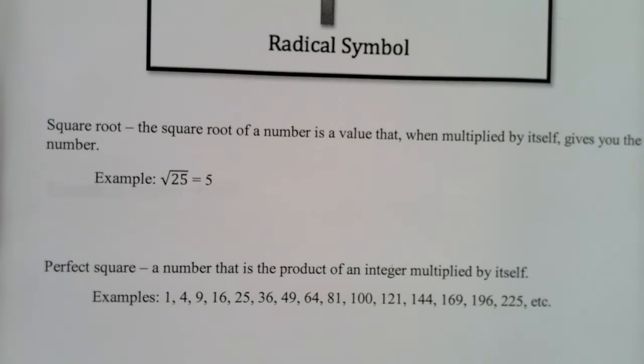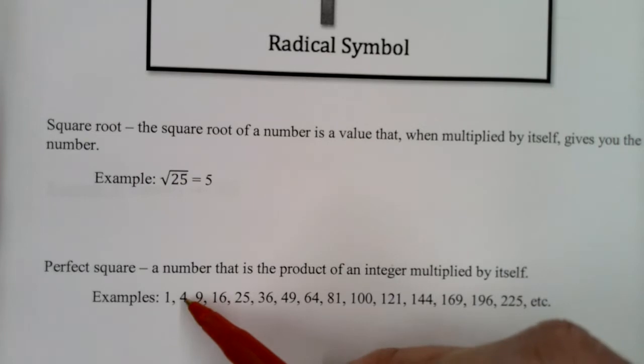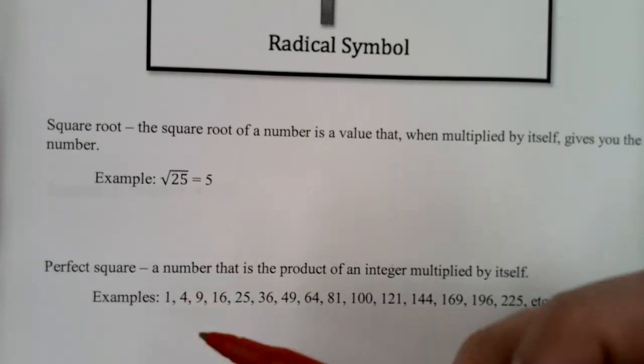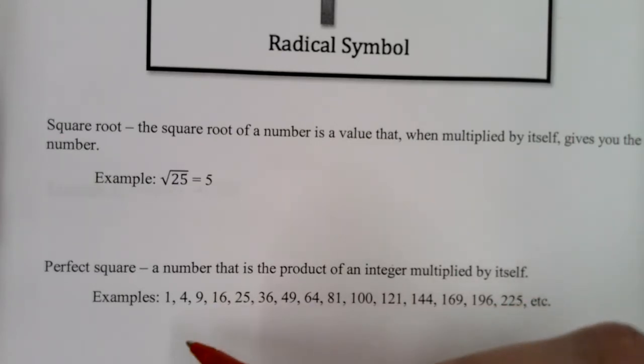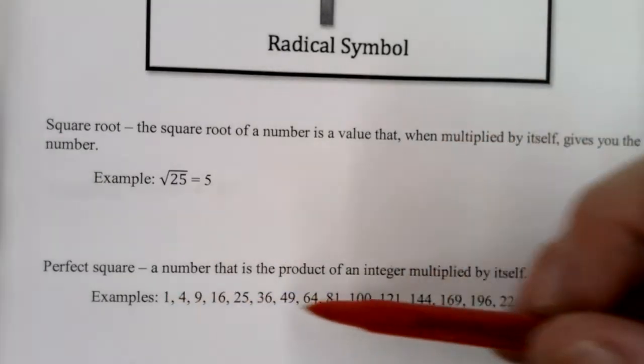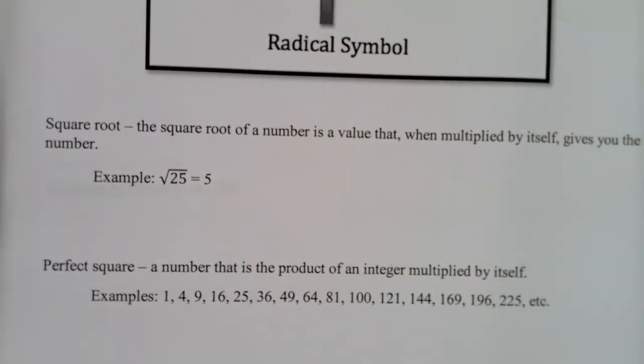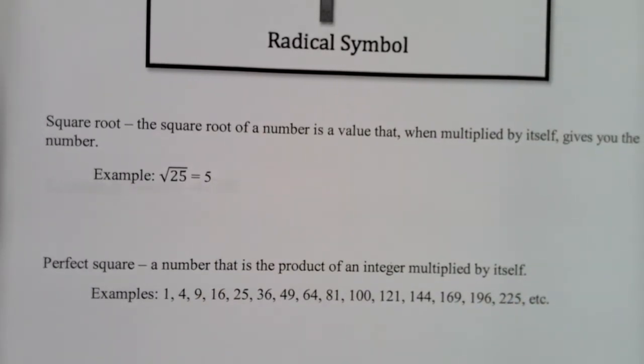Okay? A perfect square is a number that is the product of an integer multiplied by itself. For example, 1 is a perfect square because it equals 1 times 1. 4 is a perfect square because it equals 2 times 2. 9 is a perfect square because it equals 3 times 3. 16 is 4 times 4. 25 is 5 times 5, and so on. I went all the way up to 15 times 15 is 225. And I think you should memorize these, okay?